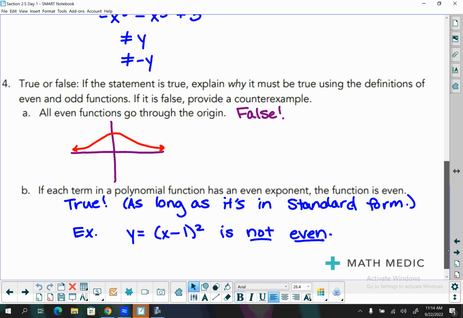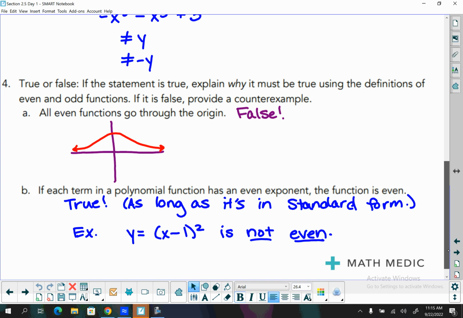B is true if the polynomial is in standard form. So if I gave you like x to the 4th plus 2x squared, all even powers, it's all FOILed out, it's even. But if it's not all FOILed out, like x minus 1 squared, you can't say that, okay? So if I FOILed that out, it'd be x squared minus 2x plus 1. That's not all even powers, okay?